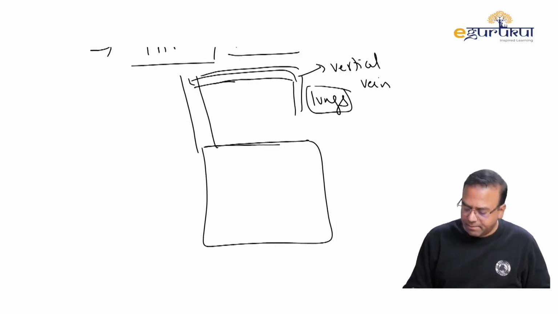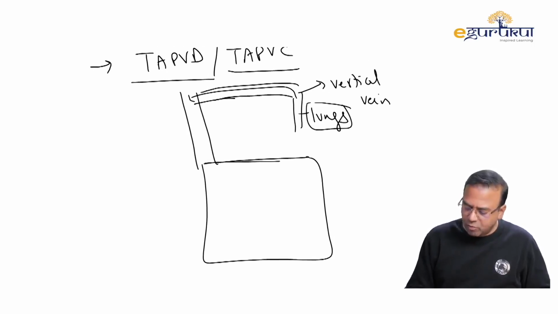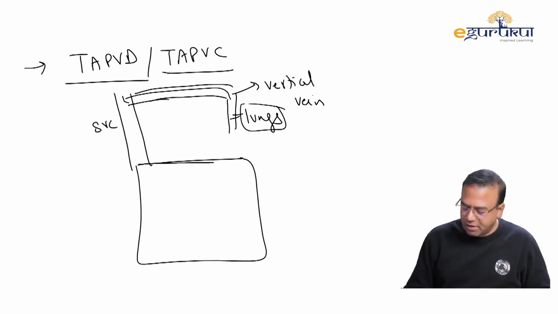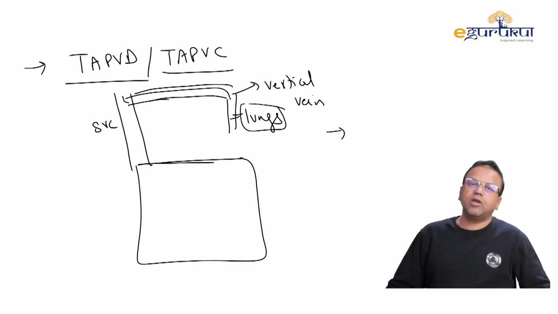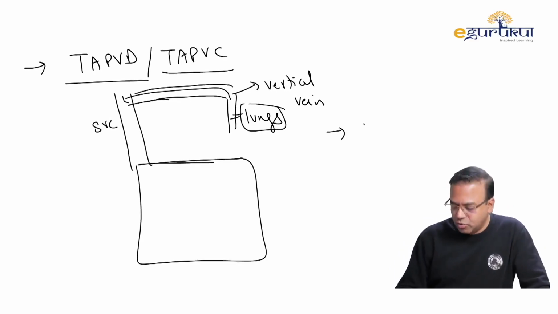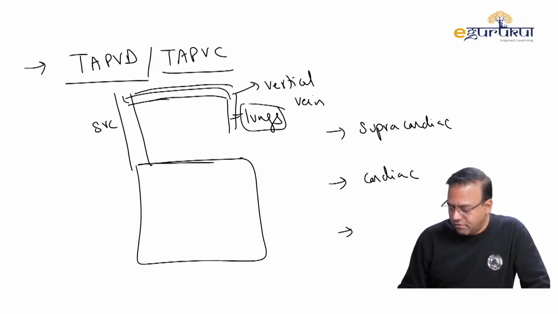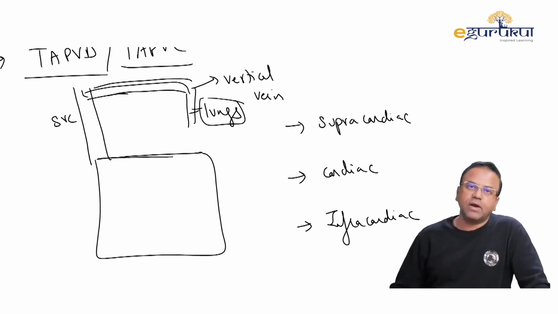The pulmonary veins open into this vertical vein, and it drains into the superior vena cava, and this is what we refer to as the supracardiac type of TAPVD. So broadly, we classify total anomalous pulmonary venous drainage into the supracardiac type, cardiac type, and infracardiac type.